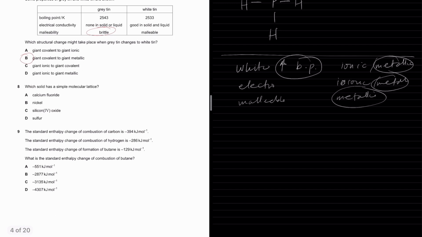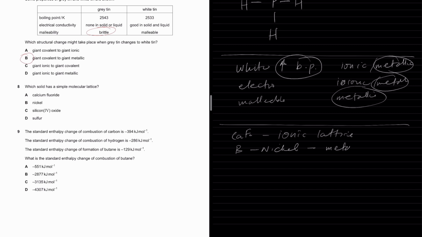Which solid has a simple molecular lattice? Okay, A, calcium fluoride. So calcium fluoride, CaF2, this is an ionic lattice because it's an ionic compound, right? So A is out. Nickel, so if you look at nickel, nickel is a metal, and so it's going to have a metallic lattice. So B is out. If you look at C and D, so C is sulfur dioxide or sulfur oxide.